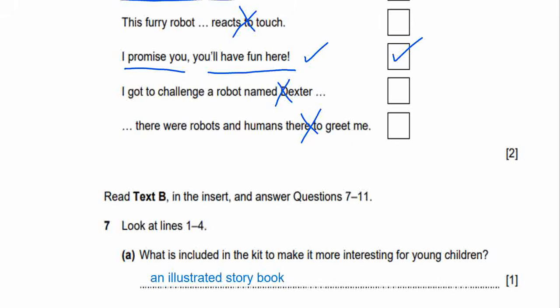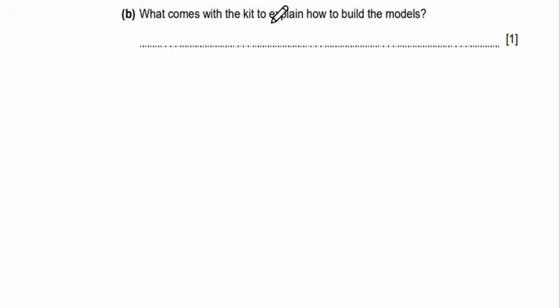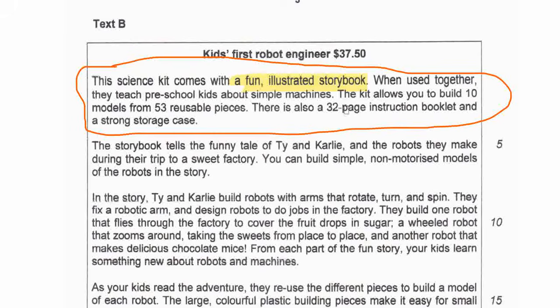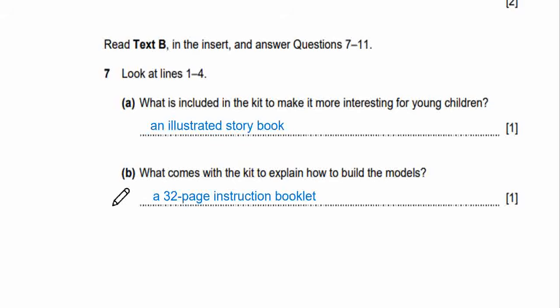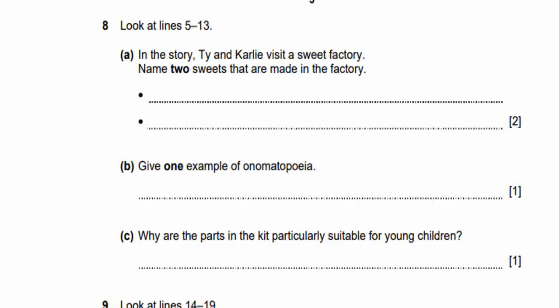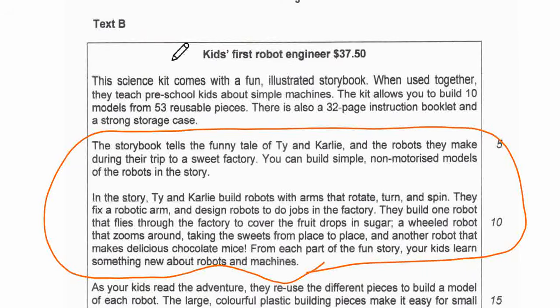Next, 7B. What comes with the kit to explain how to build the models? So the answer will be a 32-page instruction booklet. Let's type that down. So this is our answer, a 32-page instruction booklet. Next, question 8. Look at lines 5 till 13. In the story, Ty and Carly visit a sweet factory. Name 2 sweets that are made in the factory. Let's check lines 5 until 13.